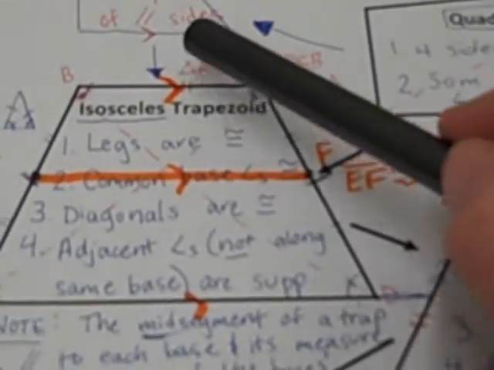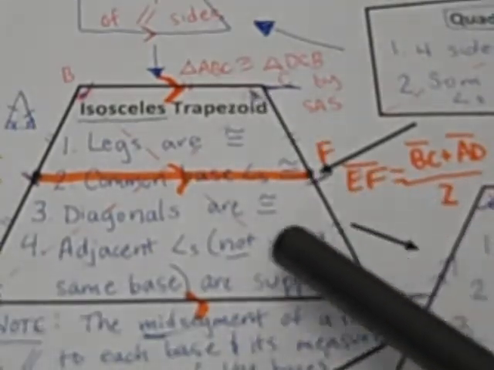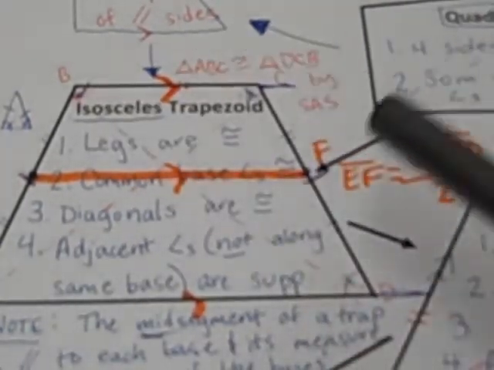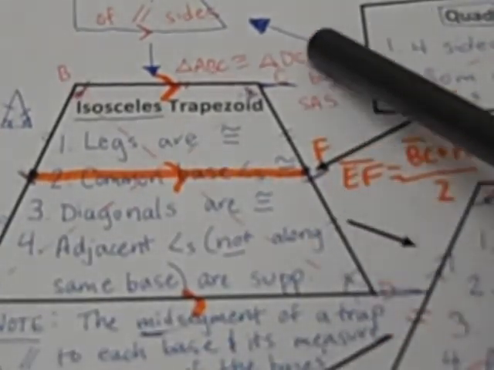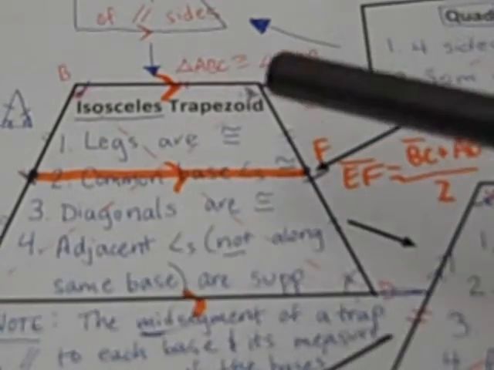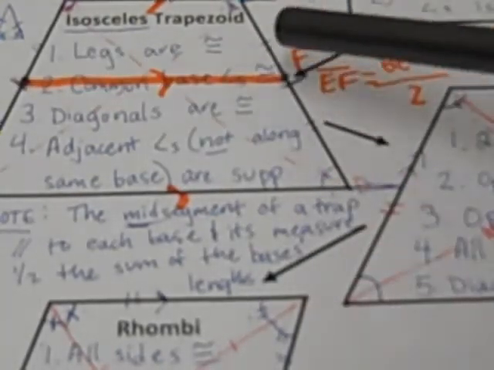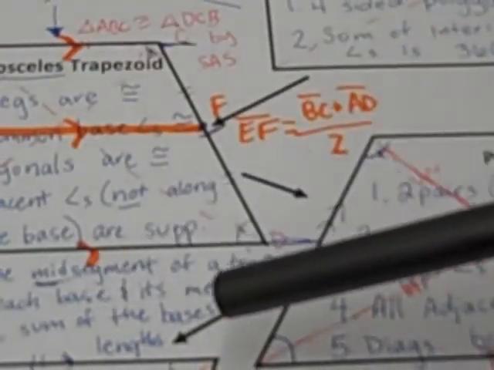More specific type of trapezoid, the isosceles trapezoid. Isosceles meaning that these two legs are congruent, and thus those two base angles are congruent. In addition, the diagonals spanning across the trapezoid are congruent, and again that was found by SAS. The adjacent angles not along the same base, so these two angles and these two angles, are supplementary, and we took note that the mid-segment of the trapezoid spanning across here is equal to the top plus the bottom divided by 2. Top plus bottom divided by 2.